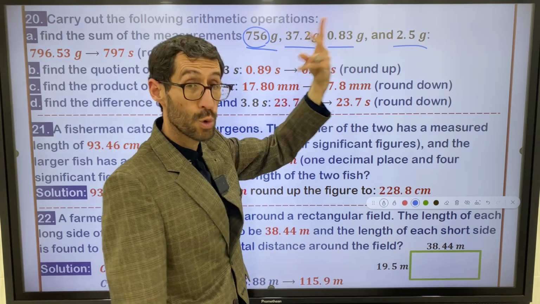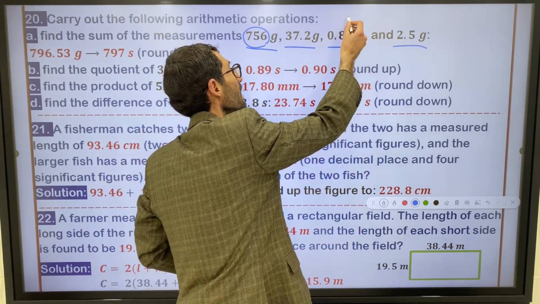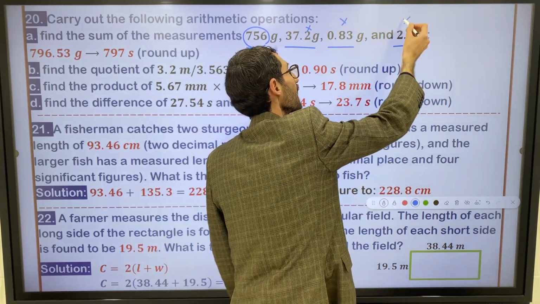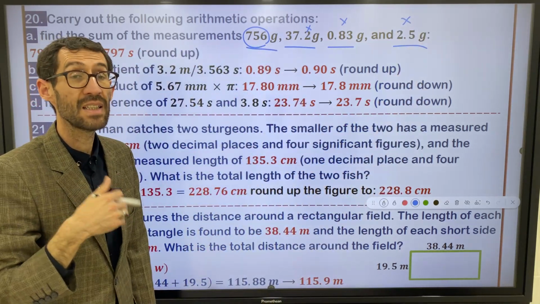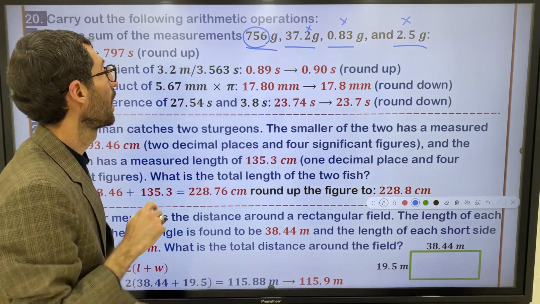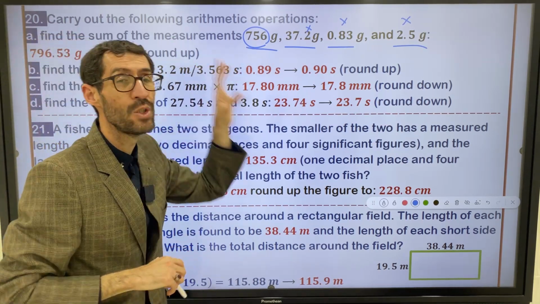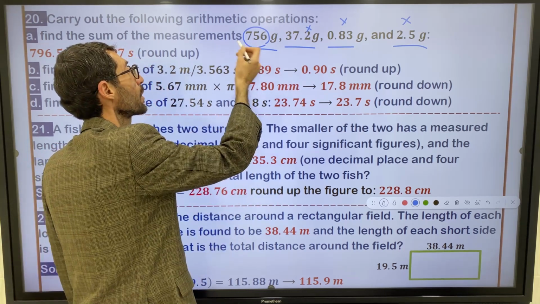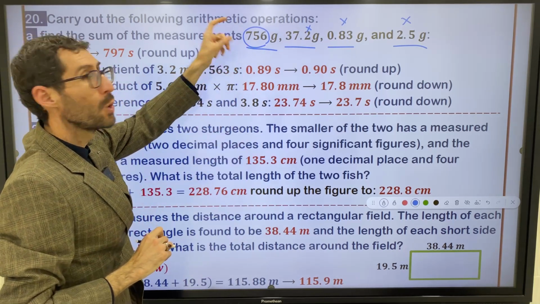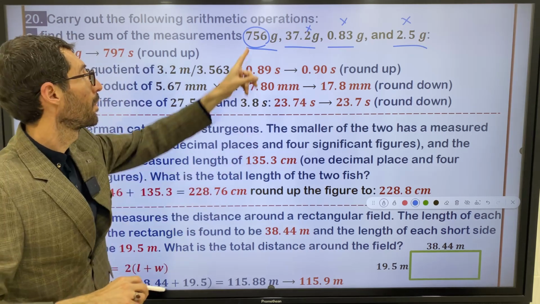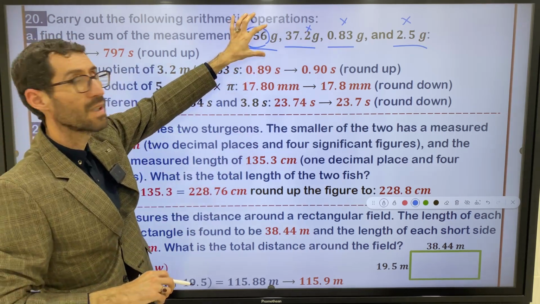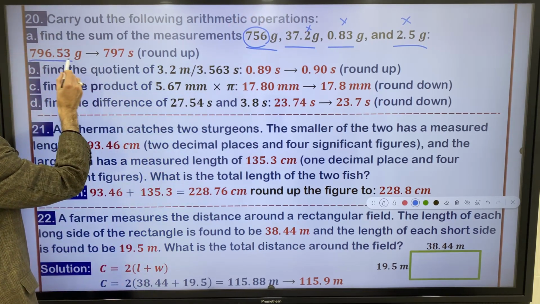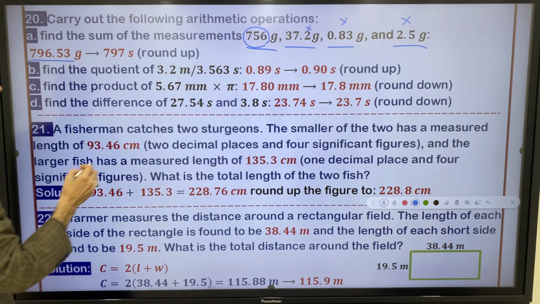What do you say about this one? It has 2, so it doesn't count. What do you say about 2.5 grams? It can't be the least because it has 1 decimal place. But here, this number has no decimal places. That's why the answer should contain no decimal places, because we compare it with this number. So this is the answer, right? 796.53.